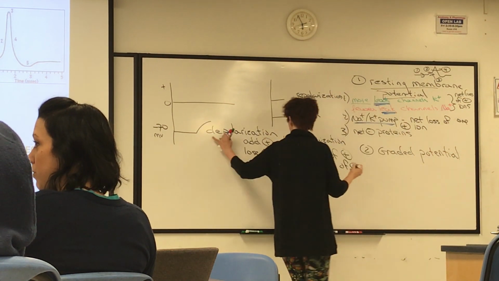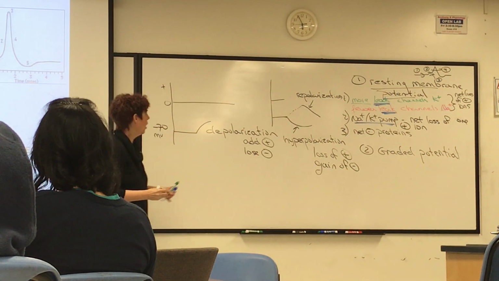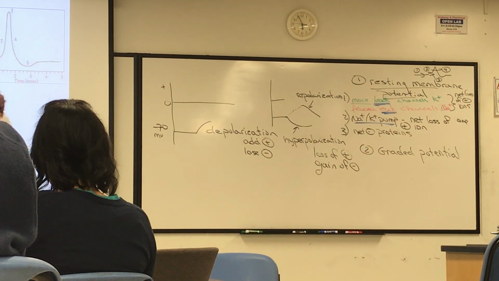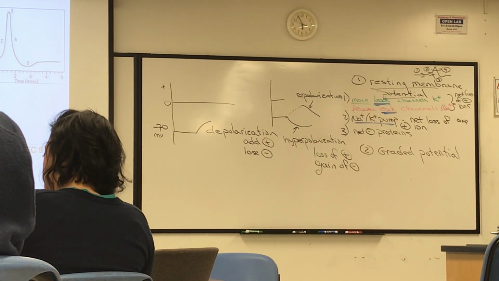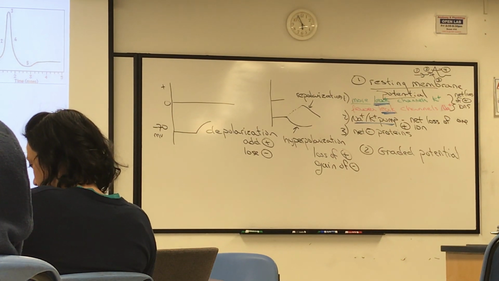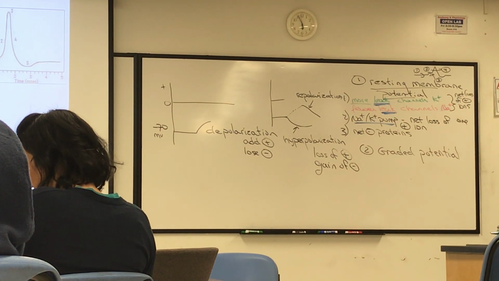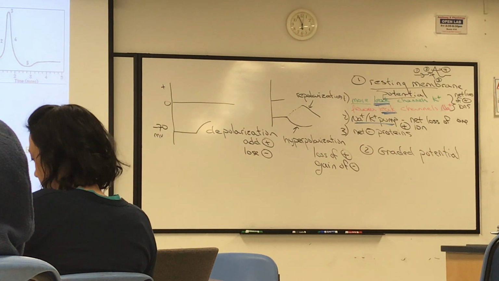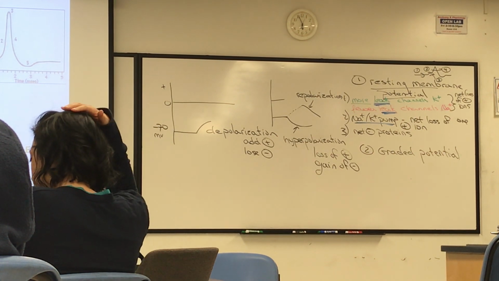So what types of channels in the membrane cause graded potential? What do we normally do? What normally causes, if we're talking about skeletal muscle cell, positive ions to come into the skeletal muscle cell? Ligand-gated channels, exactly right, and the ligand would be acetylcholine.